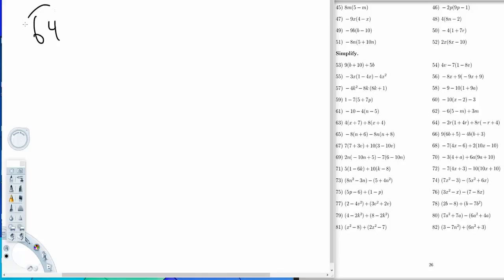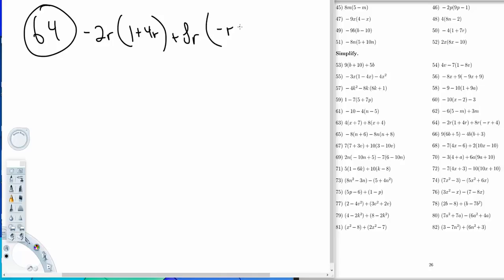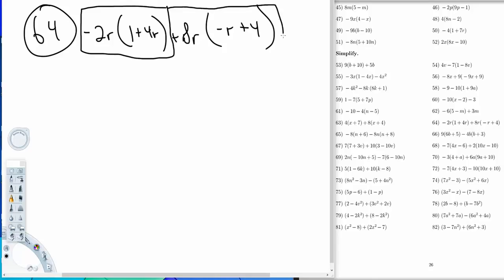Moving along now to 64. Minus 2r times 1 plus 4r, plus 8r times minus r plus 4. Is that right? Did I write that right? Yeah, it looks good. All right, same thing. Take this, and we look at this. A great idea would be to do the problem and then check to see if you got it right after. And you can do these problems more than once. You don't have to just do them once and never do them again. Okie dokie.